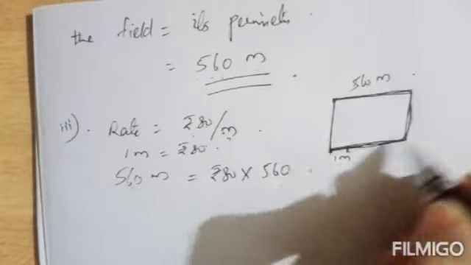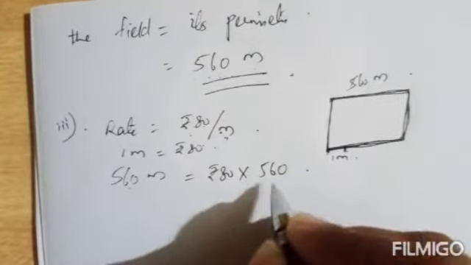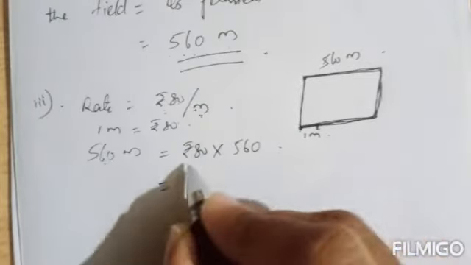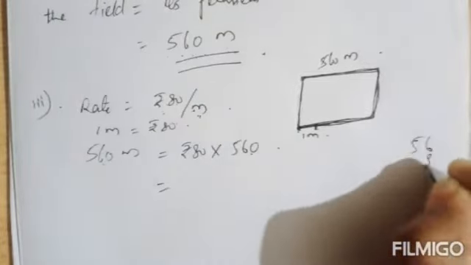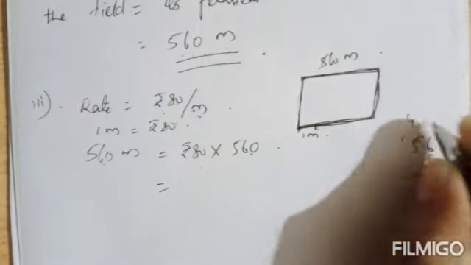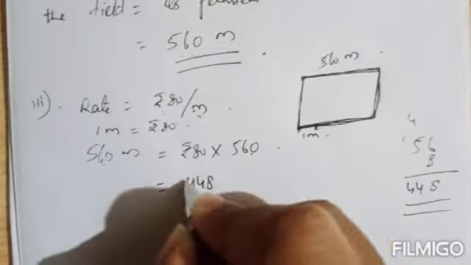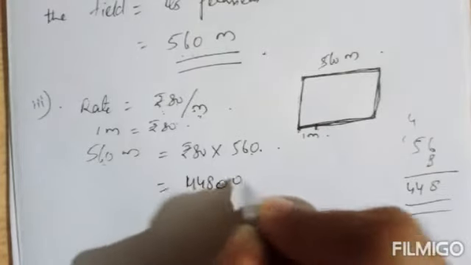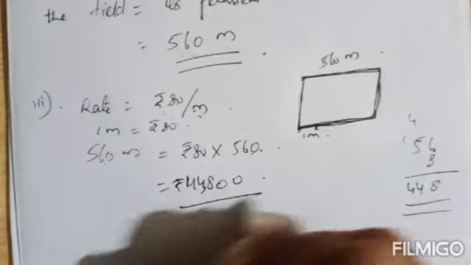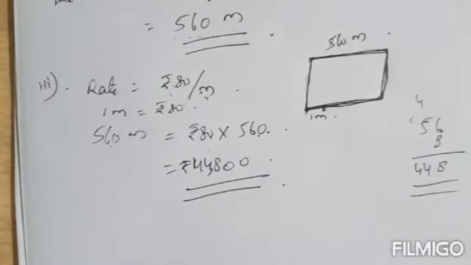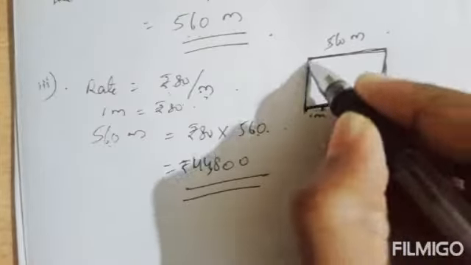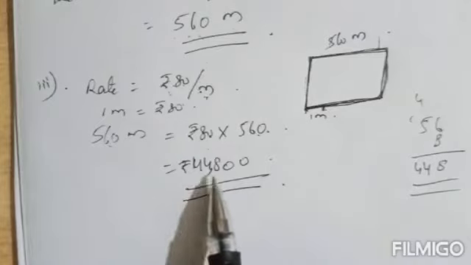So for 560 meter fence, it is ₹80 into 560 rupees. Okay, so 56 into 8 first you find, you will get 448. So 2 zeros you can put. So it will cost ₹44,800. For fencing the rectangular field, the total cost will be 44,800.